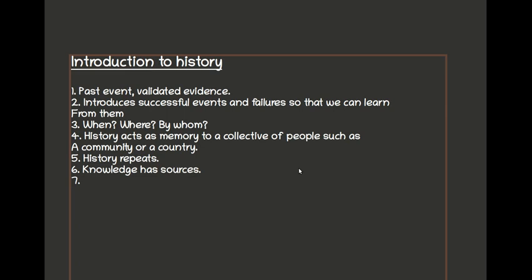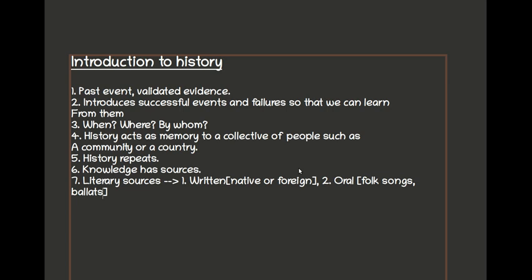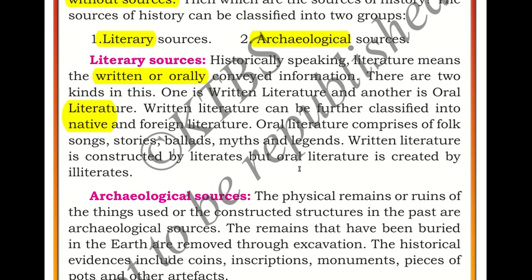So what did we just learn? We learned about literary sources for history. So literary sources have two types. The first type is written and the second type is oral. What else did we learn? The written type consists of two other types. It can be native or foreign in language. Whereas oral literature consists of folk songs, ballads, and others. Okay? So observe that you need not write down everything that you learn. You just have to make note of it point-wise so that it's easier for you when you refer to your notes. Let's get back to the lesson.